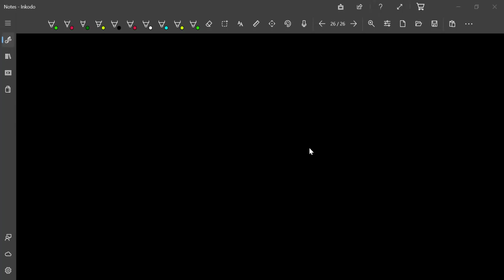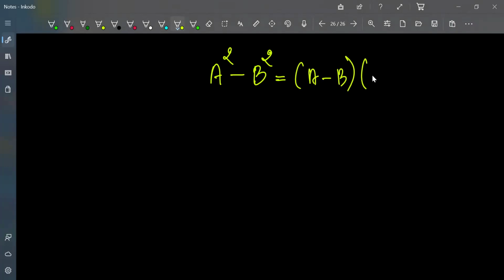And for today's video, I will show you how to factor the difference of two squares. The formula of the difference of two squares is: if I have a square minus b square, where a is any number or any expression, and b is the same, we can write it as a minus b multiplied by a plus b.